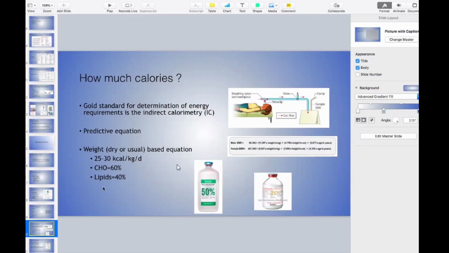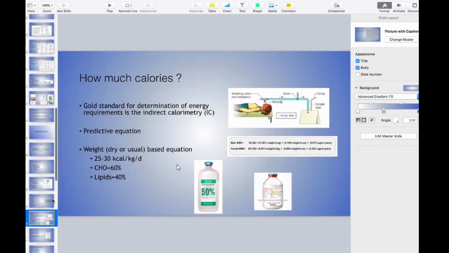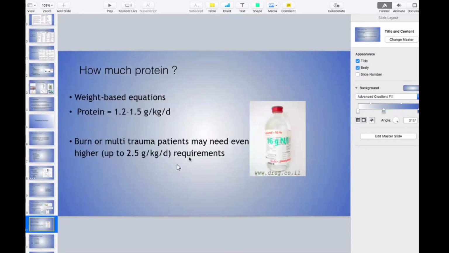From this calorie requirement, the general rule is 60% should be given by carbohydrate and 40% should be given by lipid. Carbohydrate means 50% dextrose, and the lipid preparations available are 20% and 10% Lipofundin solutions. So we use those solutions to provide energy, and the 50% dextrose solution to provide energy as carbohydrate. So that's how you calculate the carbohydrate. The preparations you are using are 50% dextrose or Lipofundin.